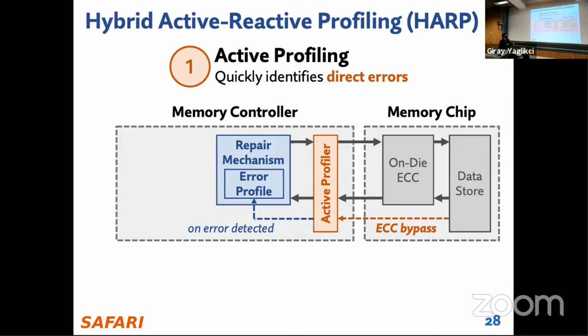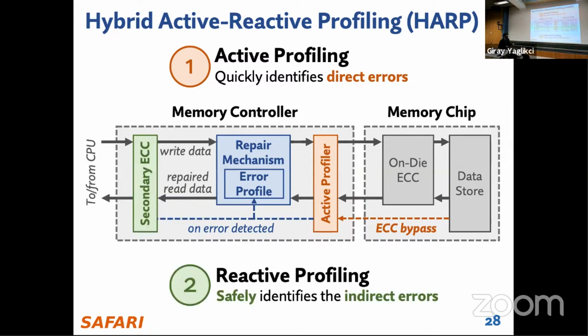And the goal here is to quickly identify all direct errors. So in this phase, we're ignoring indirect errors entirely. Here I'm showing the memory controller and the memory chip again. And this red logic represents the active profiler, and it uses an ECC bypass path to directly read data from the data store. What this means is that it's completely ignoring the metadata, and it's just reading the data bits themselves and profiling those data bits to try and find direct errors. Whenever a direct error is identified, it's reported to the error profile as the profiler does.